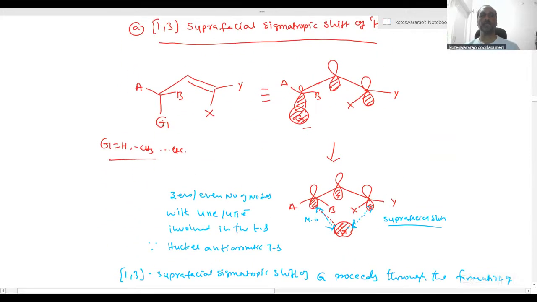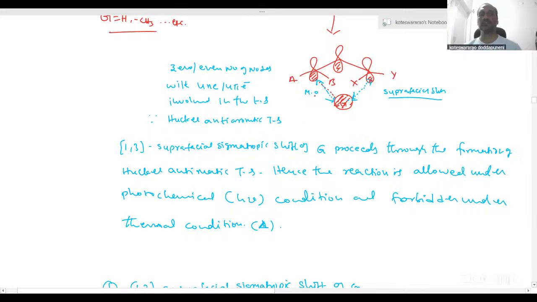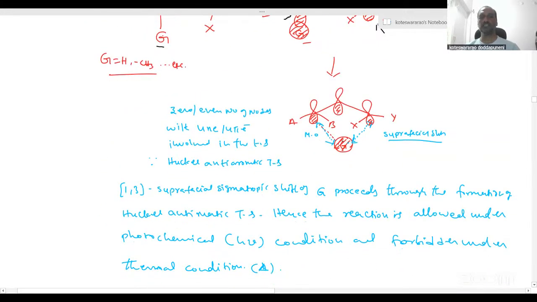This is the example. Here, this is the group which is undergoing the migration. This is the migration origin. Whenever it moves to the migration terminus, this is the migration terminus. Between them, a transition state is generated like this. In the case of the suprafacial sigmatropic shift, the hydrogen group involves zero or an even number of nodes with 4 electrons. Therefore, it is a Huckel anti-aromatic transition state. In both cases, it is suprafacial.